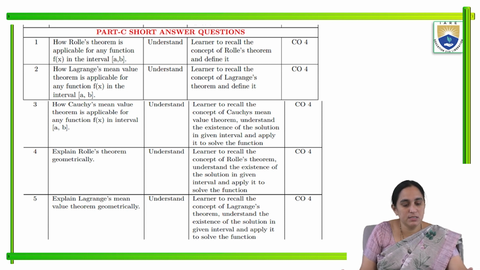Okay, third one, this is how Cauchy's mean value theorem is applicable for the function f of x in interval a comma b. This also comes under the Cauchy's mean value theorem. And explain Rolle's theorem geometrically. Okay, this is also a theoretical question. It is very clearly there in the previous classes. Okay. Next, same as fifth one, explain Lagrange's mean value theorem geometrically.